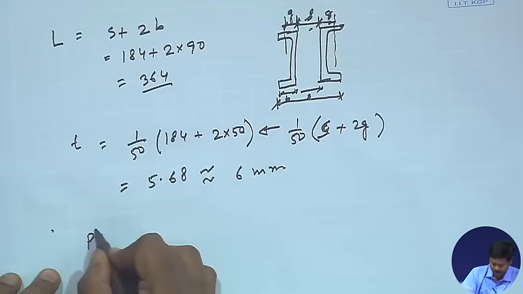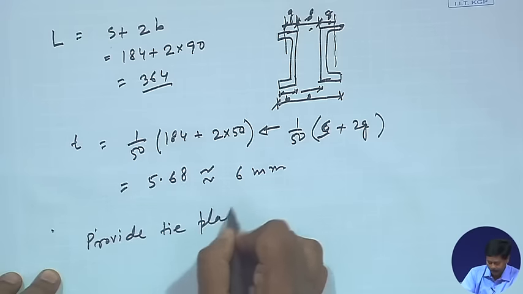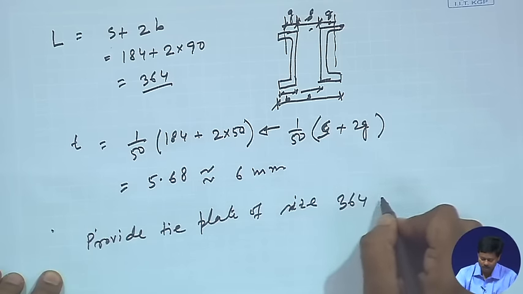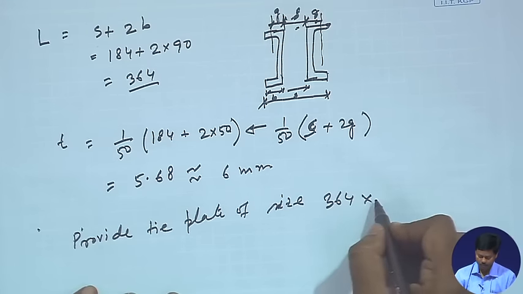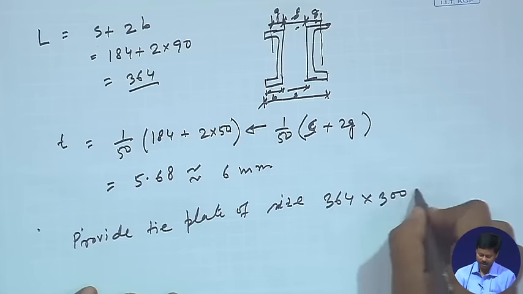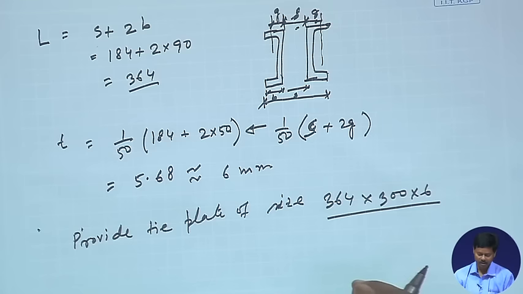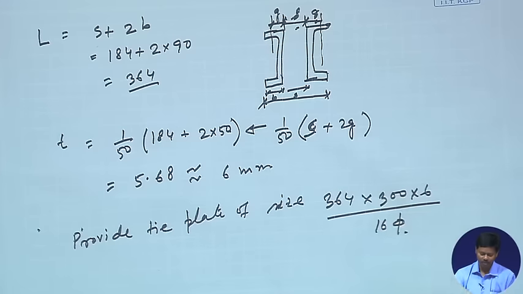That means we can provide a tie plate of size 364. This is fixed because of the distance between two compression members. Then 300 is the depth and thickness is 6. So, this size of tie plate has to be provided, and we can provide certain diameter of bolt, say 16 diameter of bolt, and a sample figure has been shown here.